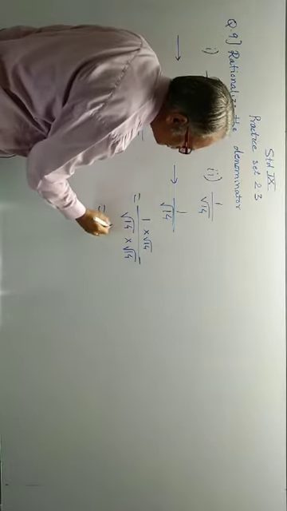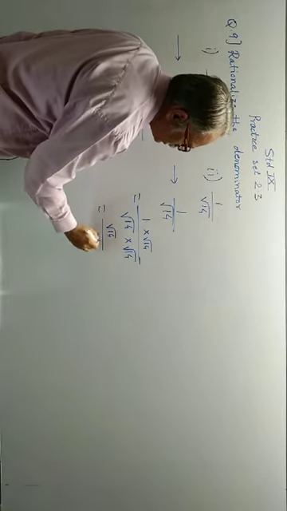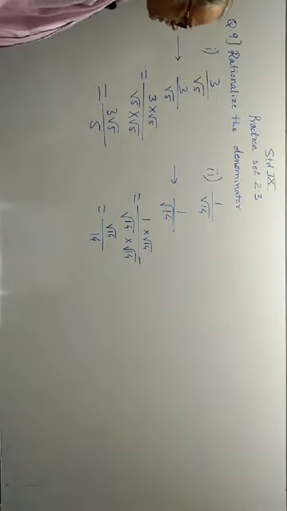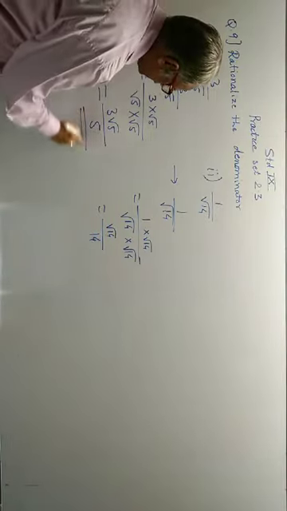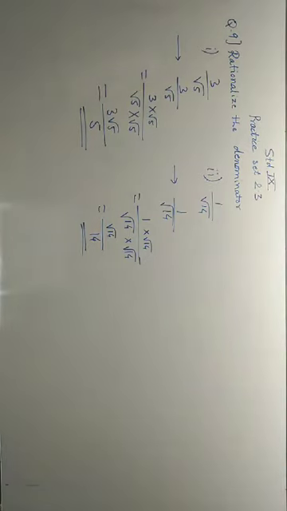1 into root 14 will be root 14. The denominator, root 14 into root 14, is 14. The denominator becomes 14 and the root disappears. So it is the rationalization of the denominator. So these are the answers of the first and second.